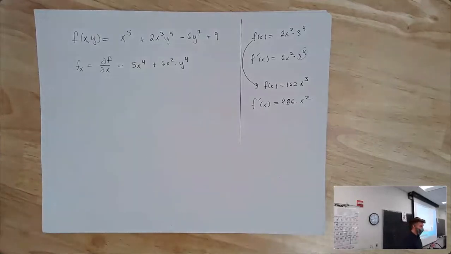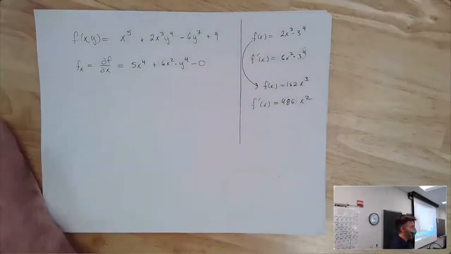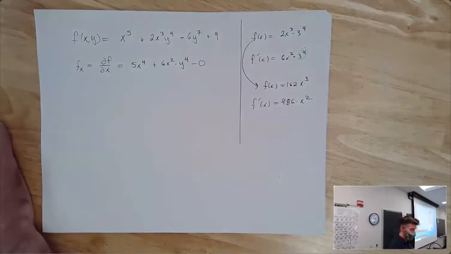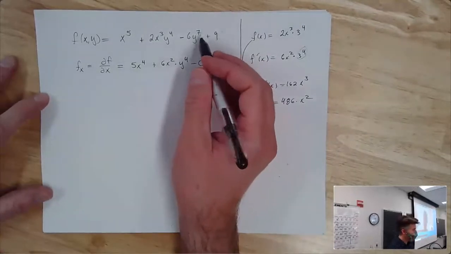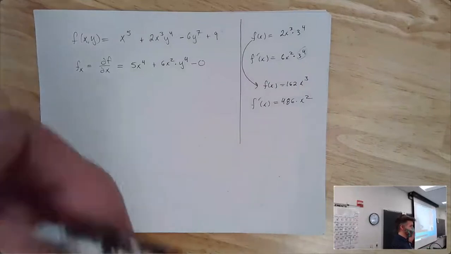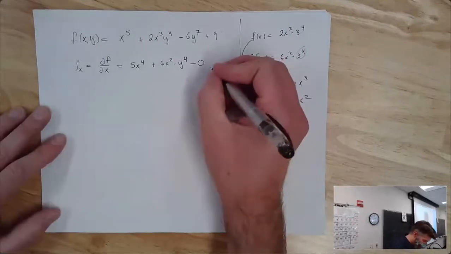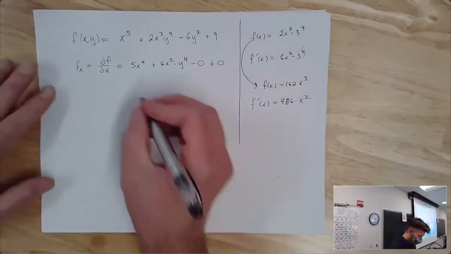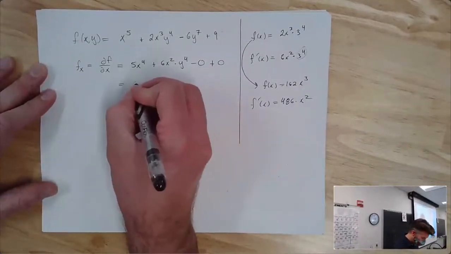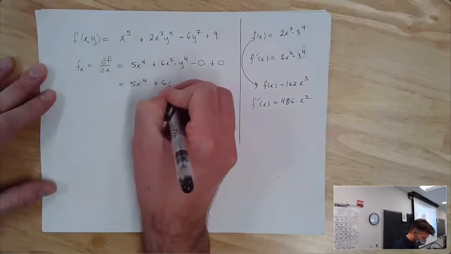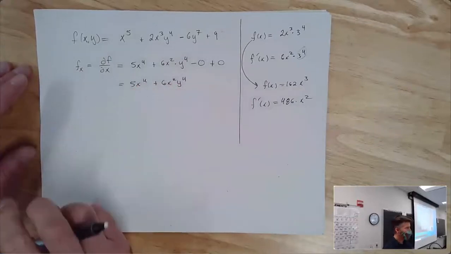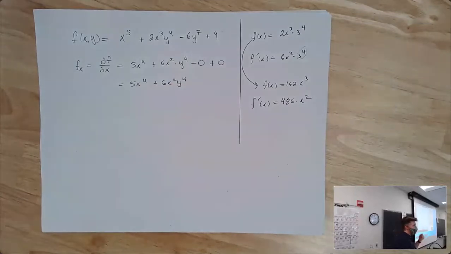All right, here's a different question. What's the derivative of 6y to the 7th? It equals 0, because it's acting like a constant. It's like 6 times 3 to the 7th, and the derivative of that with respect to x, well, there are no x's, so the derivative is 0. So there's my partial derivative with respect to x: 5x to the 4th plus 6x squared y to the 4th. The thing to really take to heart is that when you're differentiating with respect to x, you treat y like a constant.